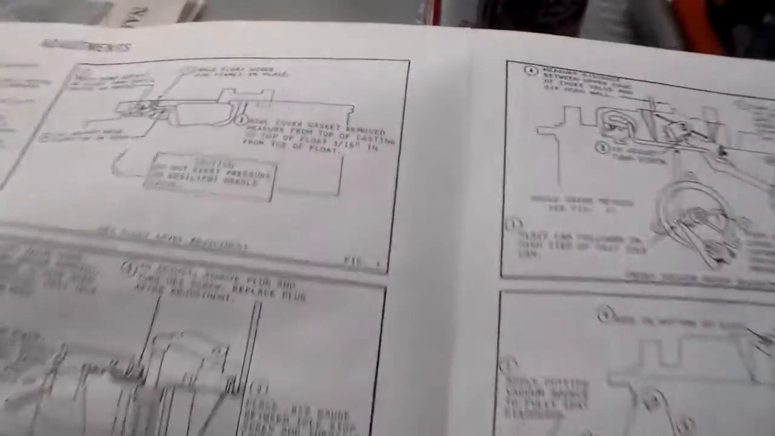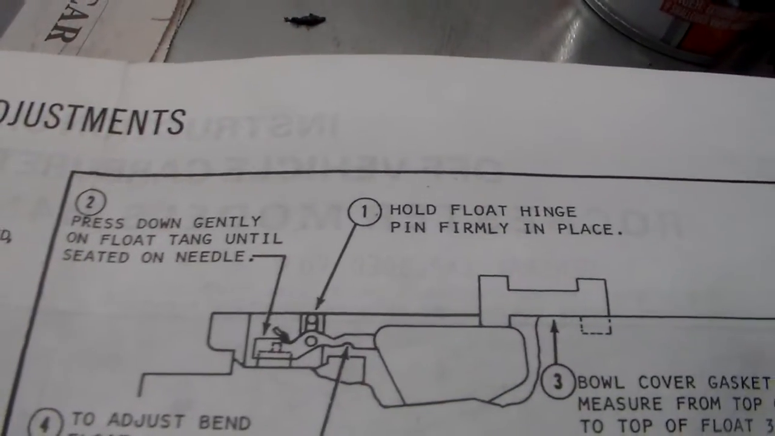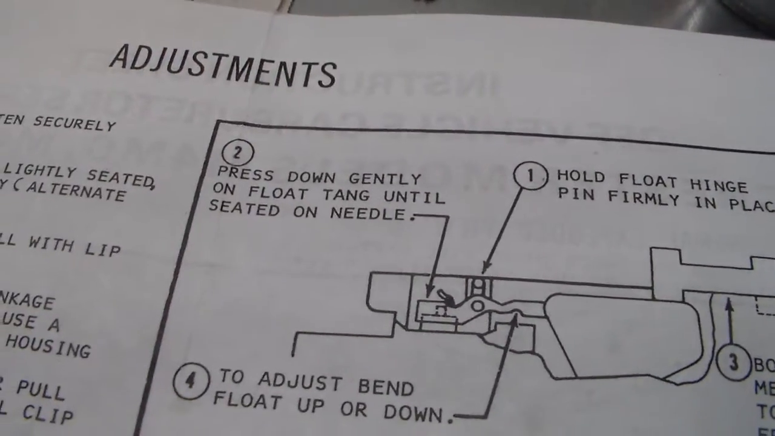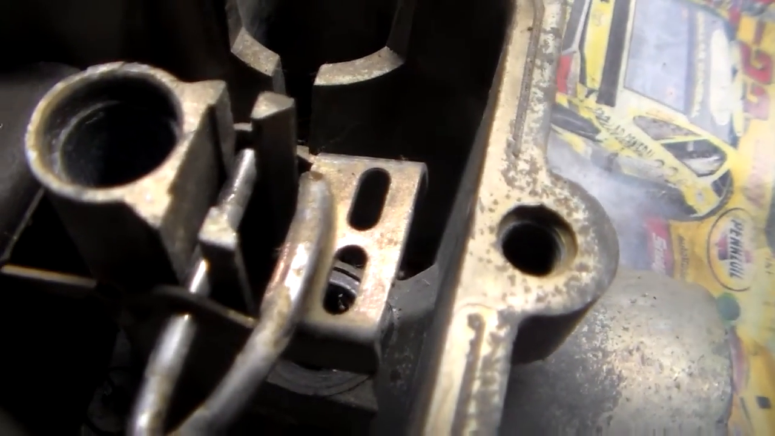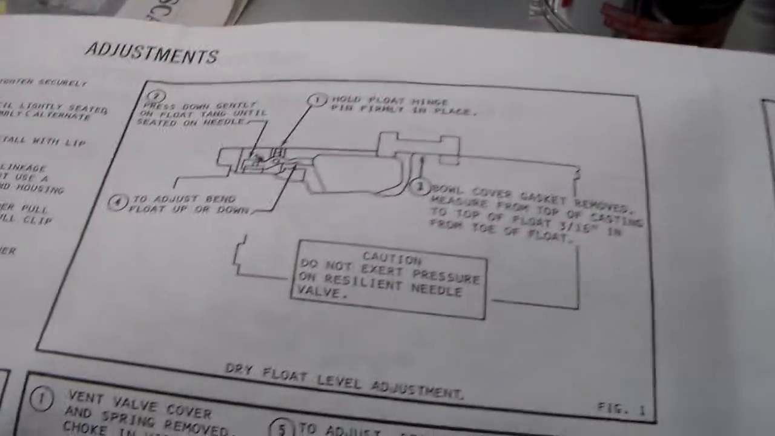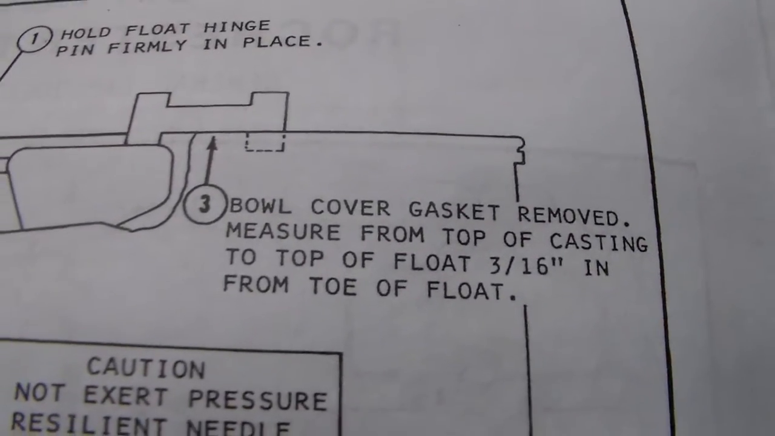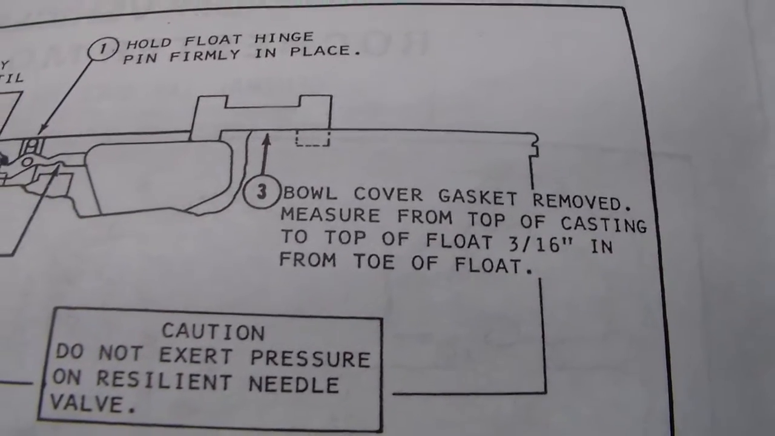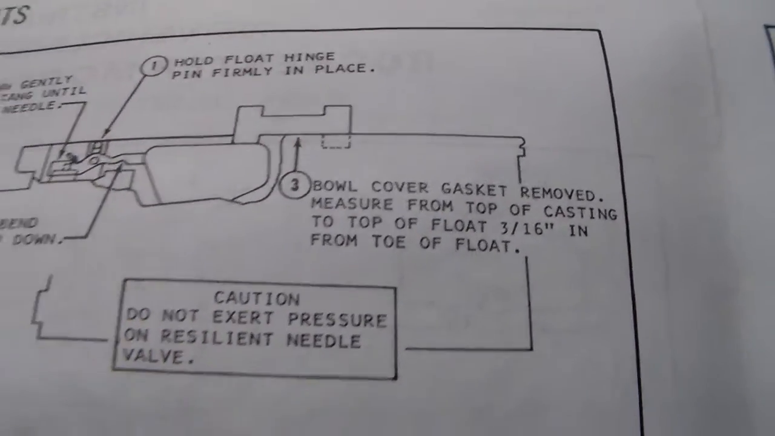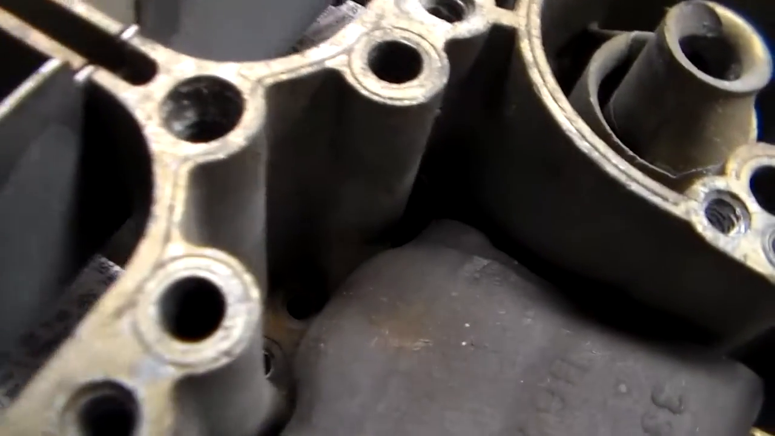I had that right here. It's called dry float level adjustment. Number one, hold float hinge pin firmly in place. That's what they're talking about right there. Number two, press down gently on float tang until seated on needle. That's that end right there. You would have a float under that. The end of the float, the needle valve would be under that. Number three, bowl cover gasket removed. Measure from top of casting to top of float, 3/16 in from toe of float. Toe is the furthest out point right there.